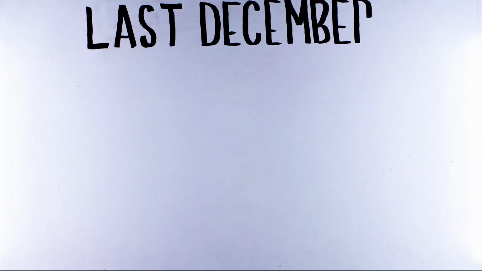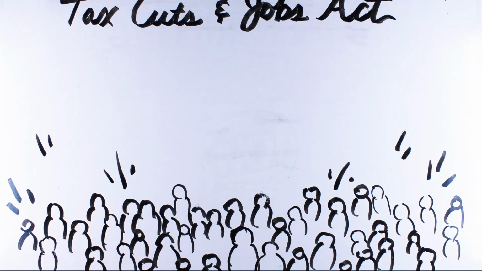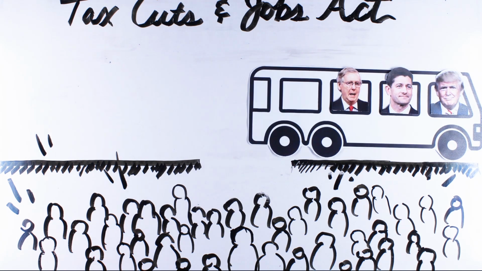Last December, over the protests of much of the nation, President Trump signed a tax reform bill called the Tax Cuts and Jobs Act, passed by the United States Congress. So how'd they pass it with so little support?